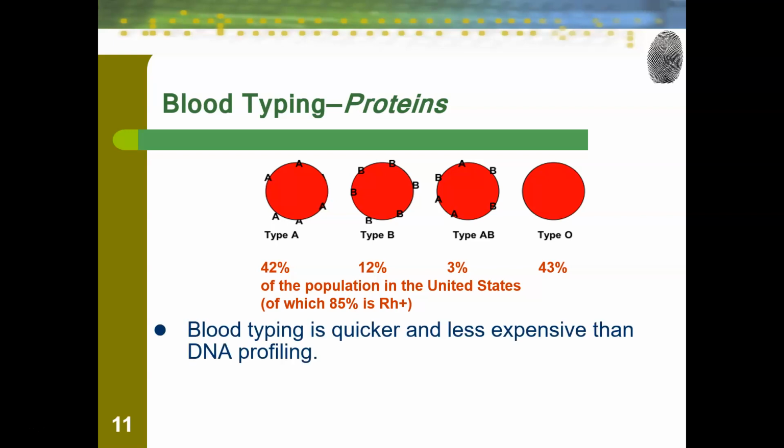Now you might be thinking, okay, but if blood type is class evidence, why do we even bother doing it? Why don't we just run DNA? And that is because blood typing is quicker and less expensive than DNA profiling. We're going to be doing it in class, and you're going to see how easy it is. It takes seconds for a forensic scientist to get a blood type. Meanwhile, DNA profiling could take hours to days depending on what needs to be done.